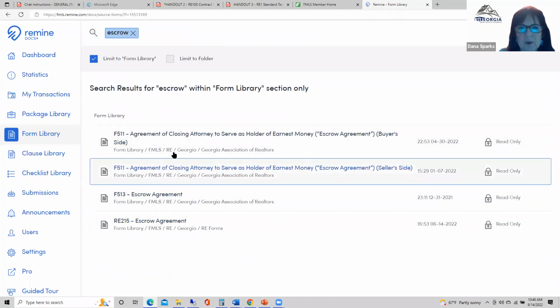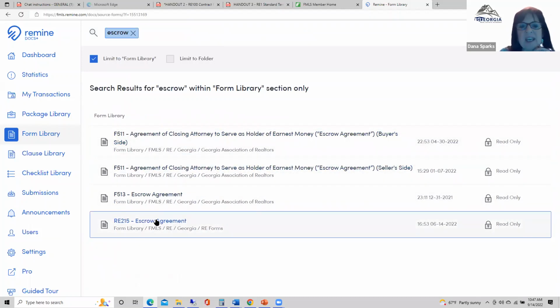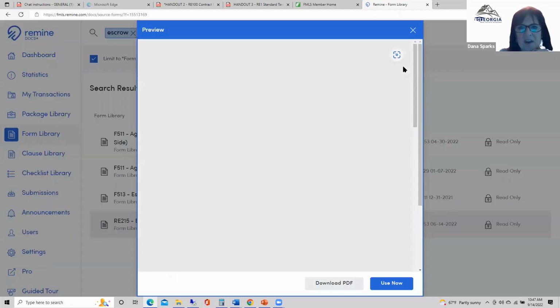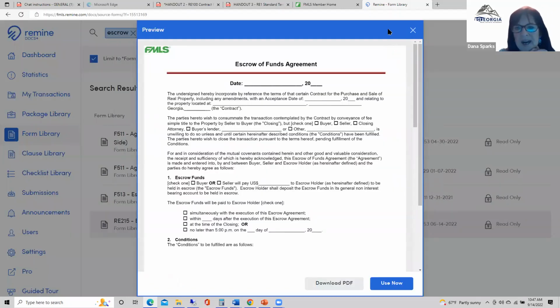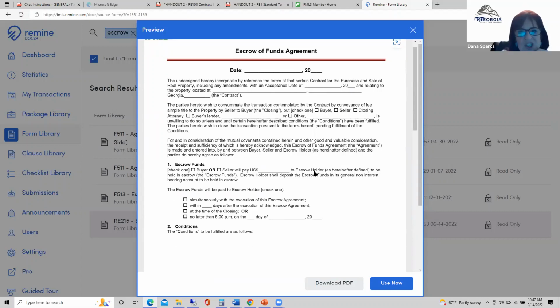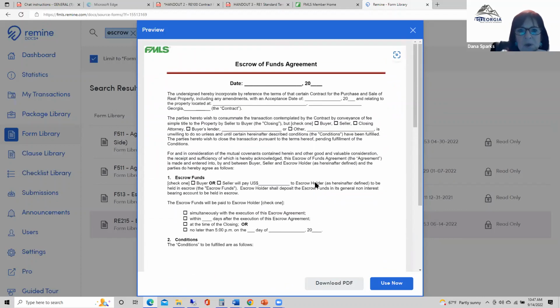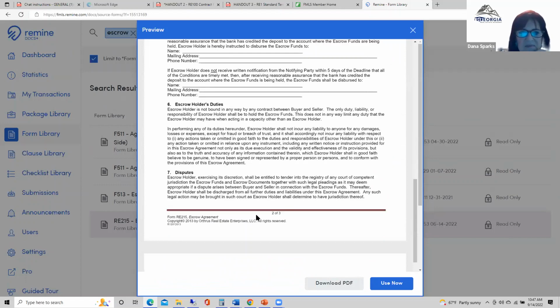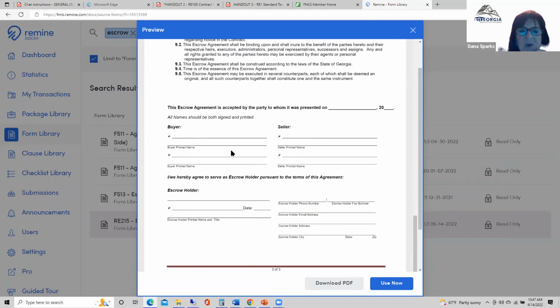So these are GAR forms. This is the RE form. If you are working on the RE forms, and for whatever reason, the buyer and seller negotiate to have a closing attorney as the holder of the earnest money, I highly suggest that you pull out this document, Escrow of Funds Agreement. You fill in all the information, and you have the buyer sign it, the seller sign it, and the escrow holder. Here is where you would have the closing attorney sign it.